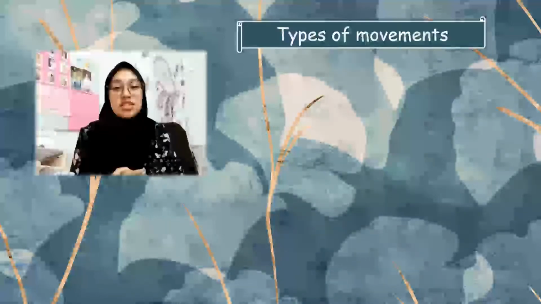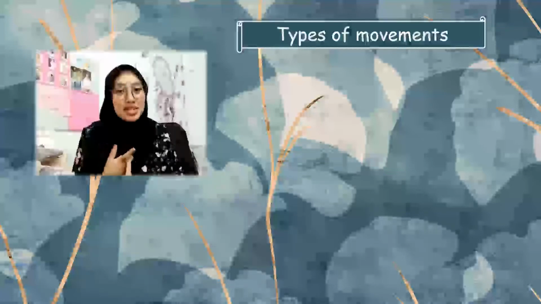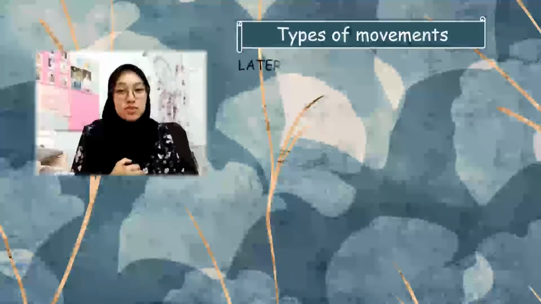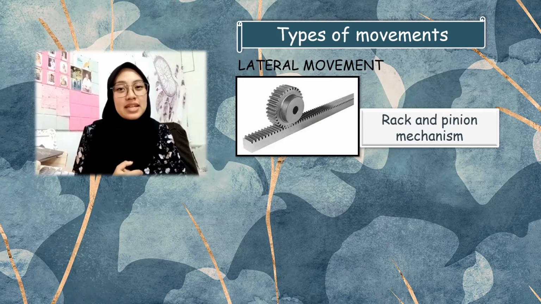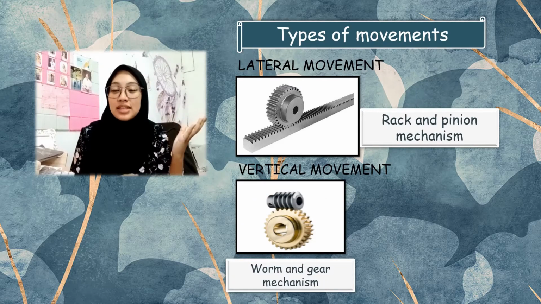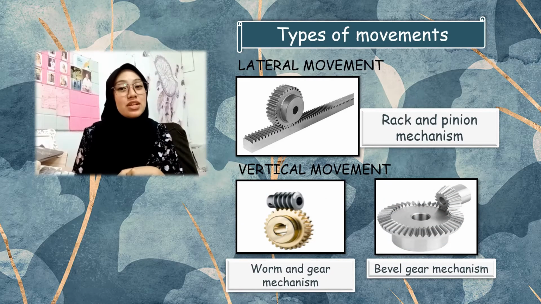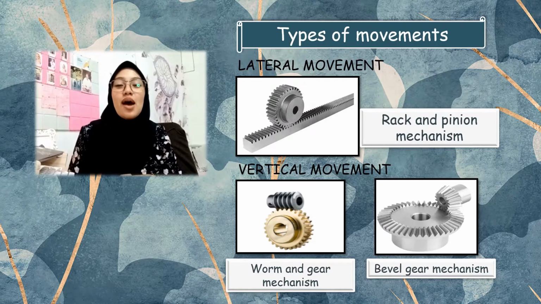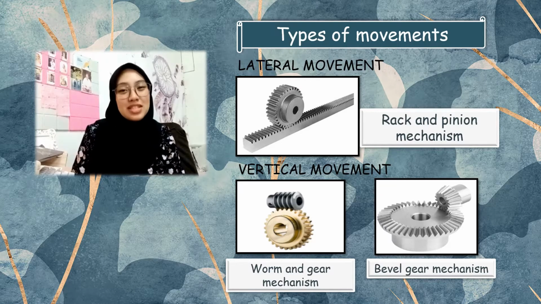In the problem statement, there is also a need, which is that the system or the stacker should provide lateral and vertical movement for loading and unloading load. So, in our system, we provide two types of movement, which are the lateral movement and the vertical movement. For the lateral movement, we use a rack and pinion mechanism. And for the vertical movement, we use the worm and gear mechanism as well as the bevel gear mechanism. To see how the product works, let's go to the next slide.